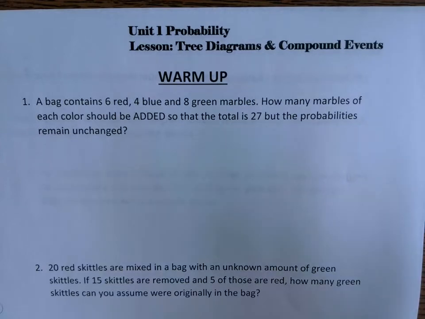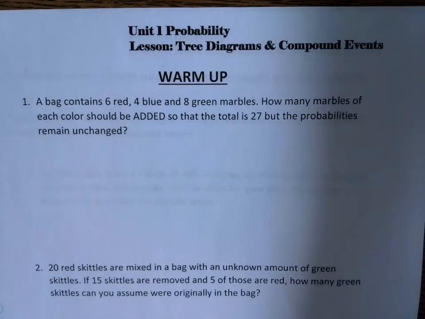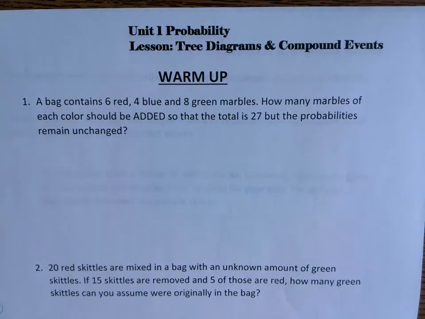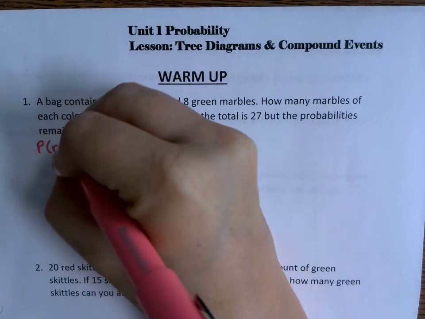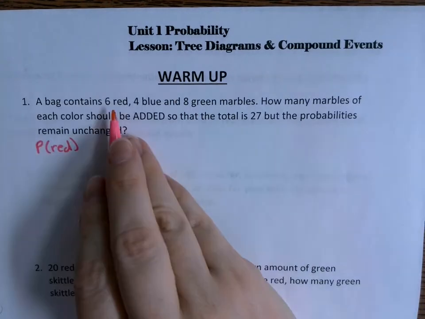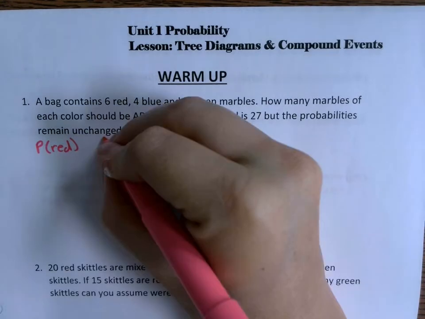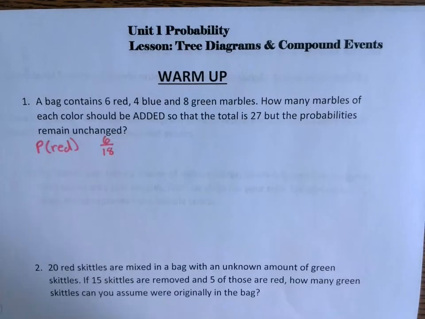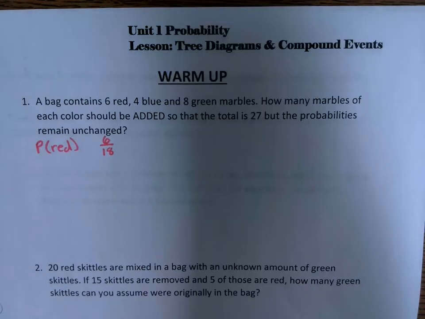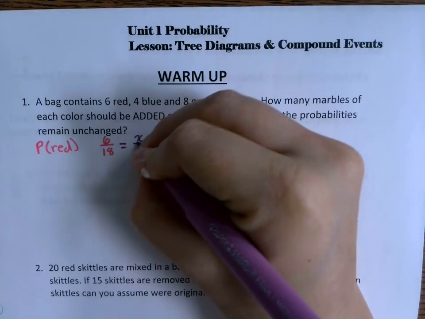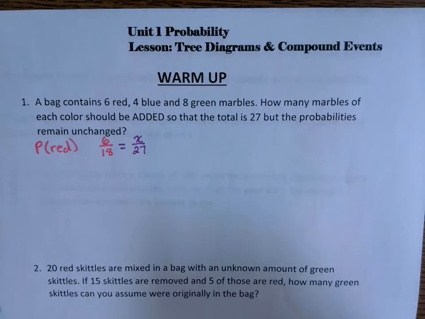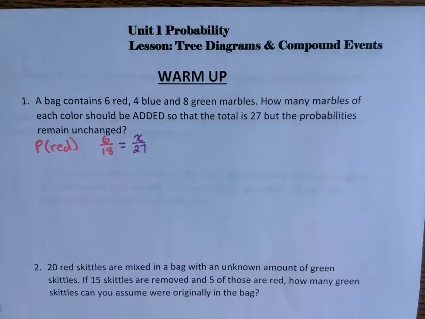So the first thing that we're going to do is set up the probability for red. Currently, the probability of red is 6 out of 18. What we want to know is, how many need to be there out of 27? So we need to know how many red out of 27 need to be in the bag. So we're setting it up like this to do a cross product, a prediction.